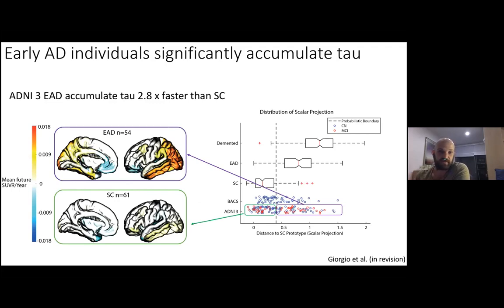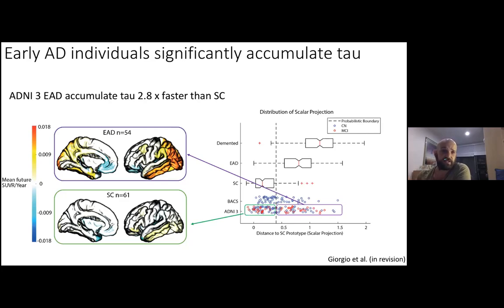So the people classified as stable cognition, who are on the left, actually have barely any tau accumulation across the cortex, with some in the medial temporal lobe. And then with the people who are classified as early Alzheimer's disease, you see that they do have this Alzheimer's topography of tau accumulation across the cortex.